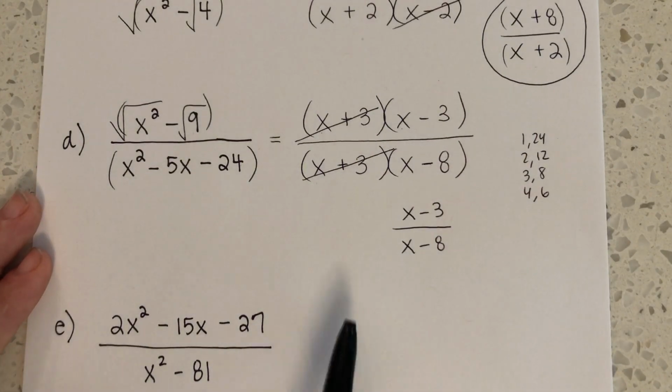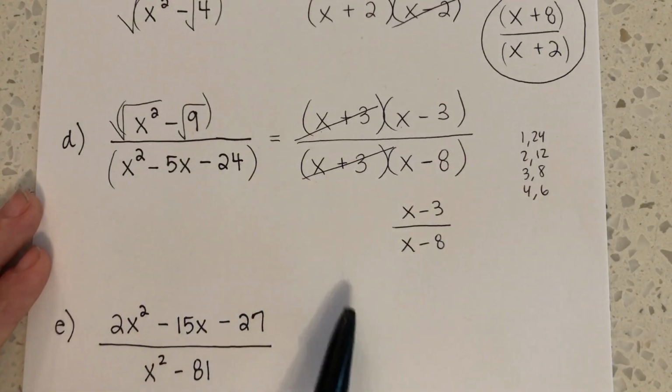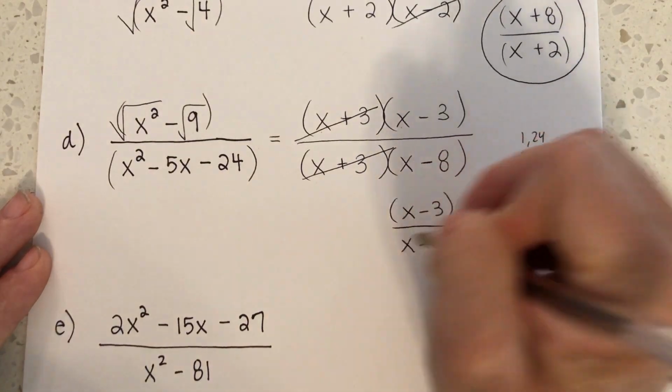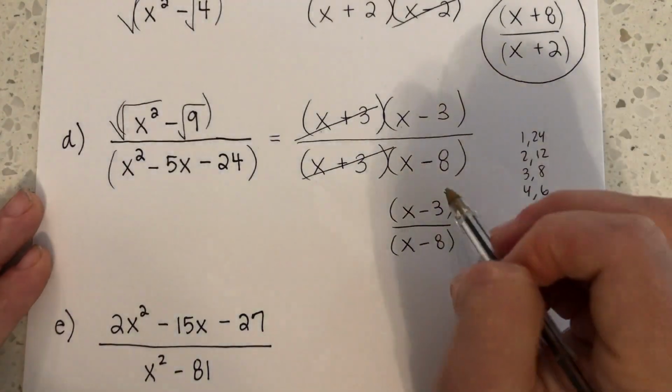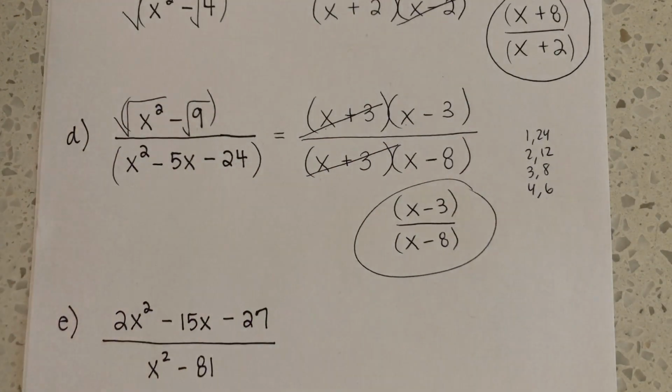And you can leave it like that, but if you think you're going to be tempted to cross things out that don't cross out, leave them in parentheses to remind you that they're a package deal, okay? And you're done. All right, last one.